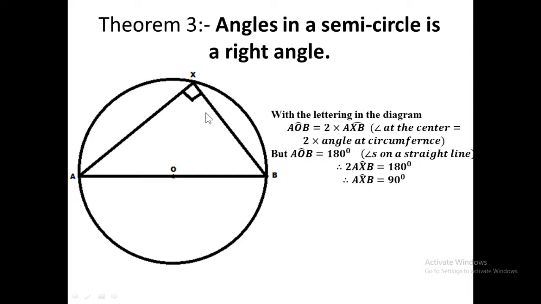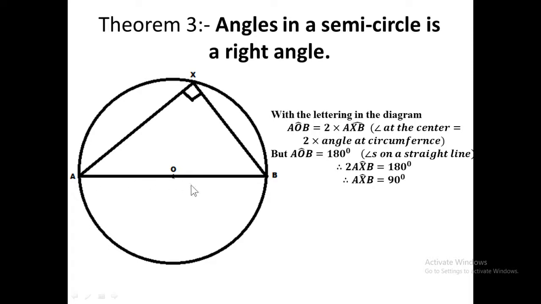The second theorem we'll be talking about today is that the angle in a semicircle is a right angle. What do we mean by a semicircle? When we have a diameter in a circle, we have a semicircle. Pardon me for the mistake earlier: it is a diameter AOB, not a chord.